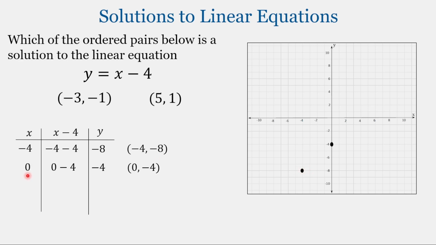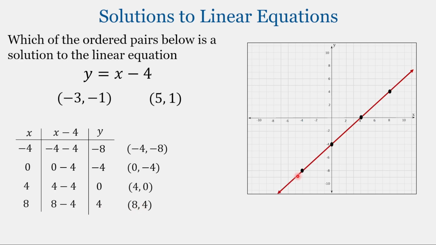With an x value of 0, we get the ordered pair 0, -4. We can place that on our graph. With an x value of 4, we get a y value of 0. And then with x equal to 8, we get the ordered pair 8, 4. These points make up the line for the linear equation y equals x minus 4. Now let's graph these ordered pairs.